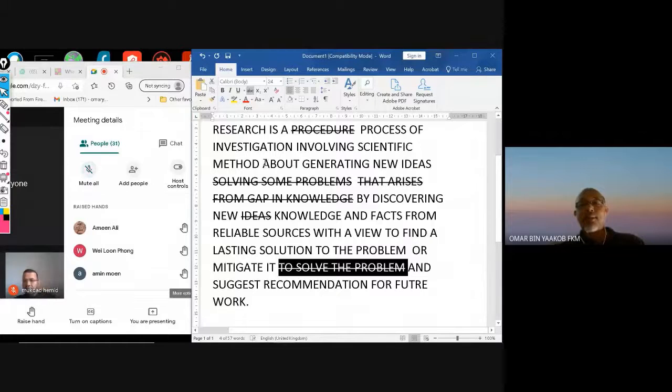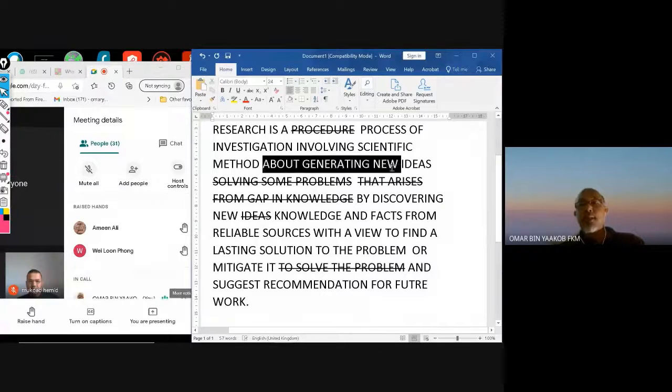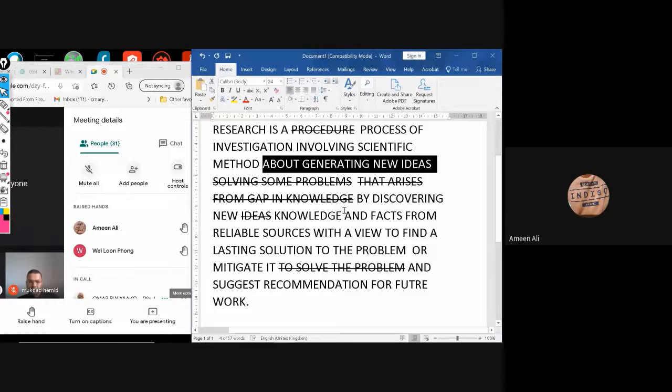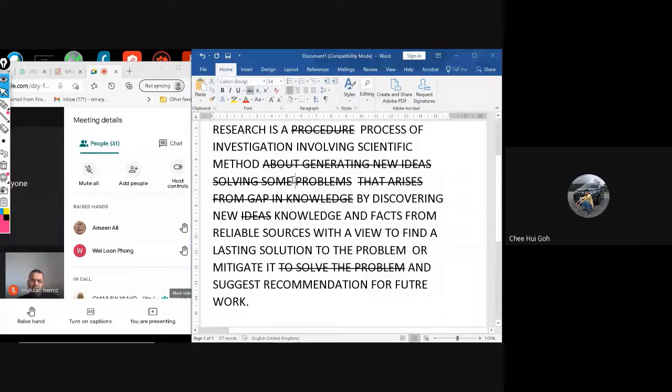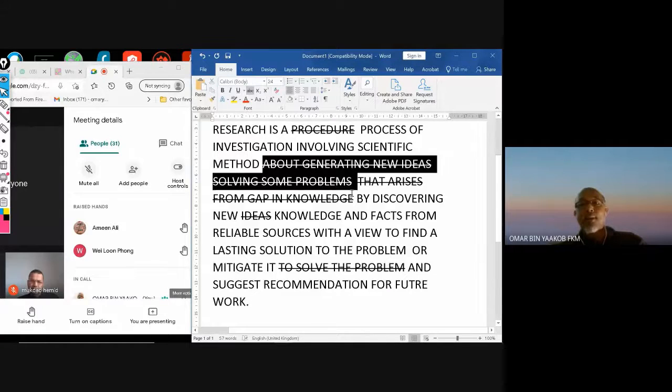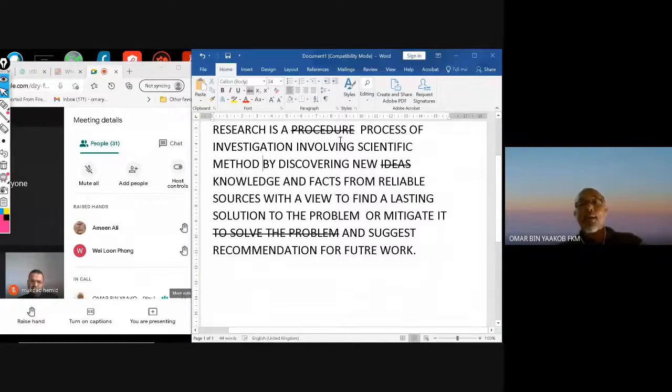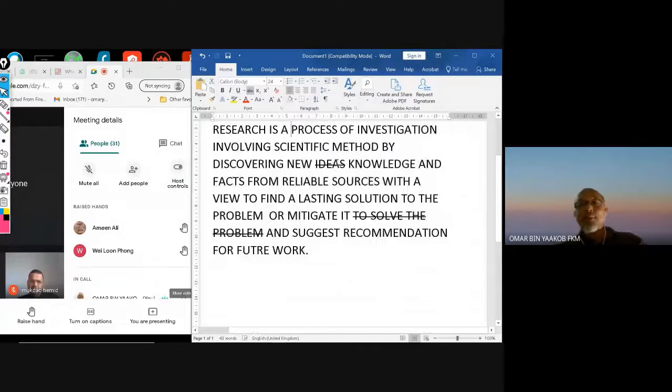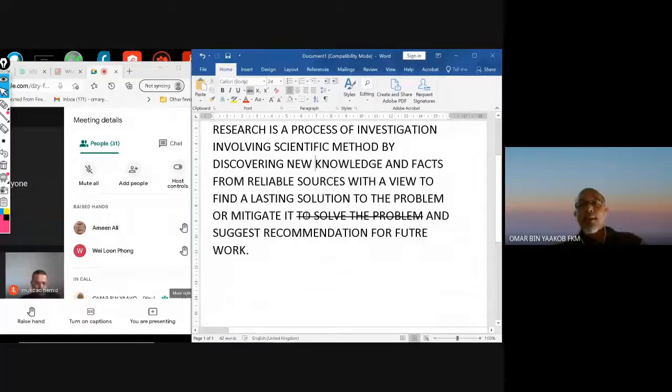I just ask this question. Okay, no need to raise your hand. You just say which one do you think is better, about generating new ideas, or about we delete this one and we say by discovering new knowledge and facts. Which one is better? I think delete the part you highlighted. Yes, agree. Okay, so now I want to delete those things that you don't like, because it is repeating.